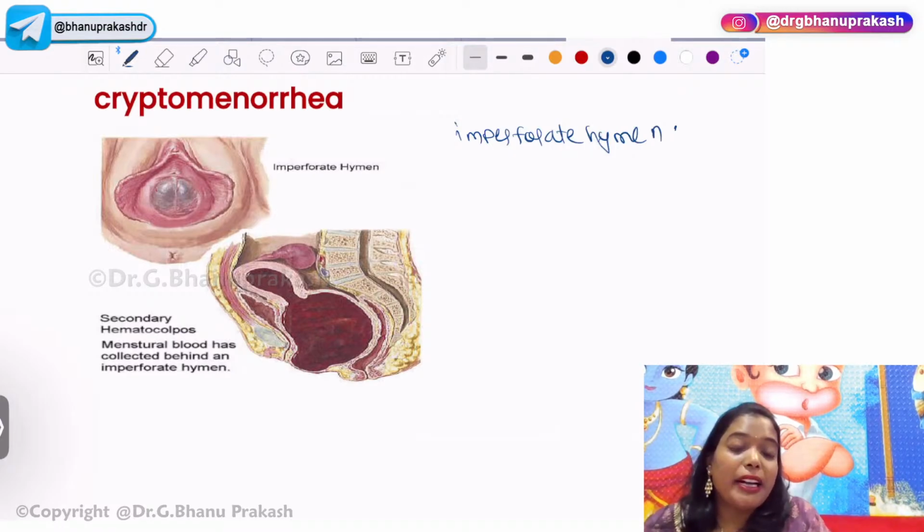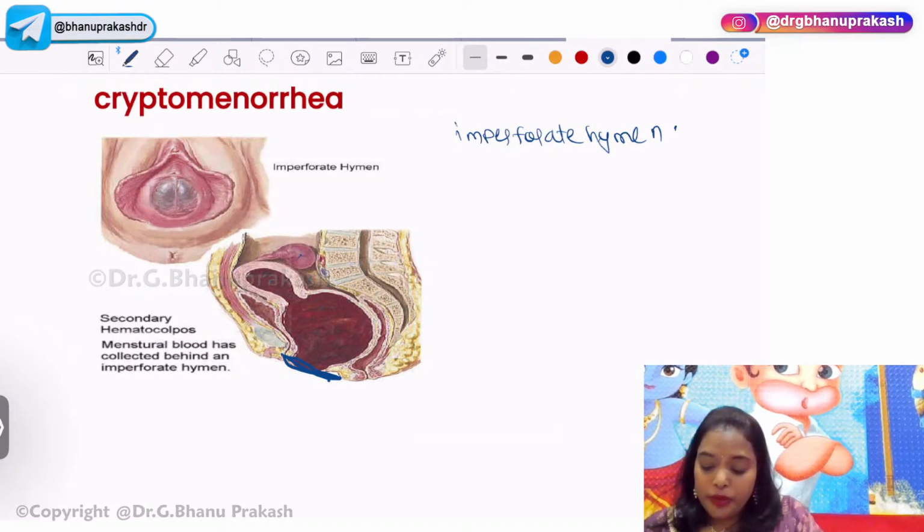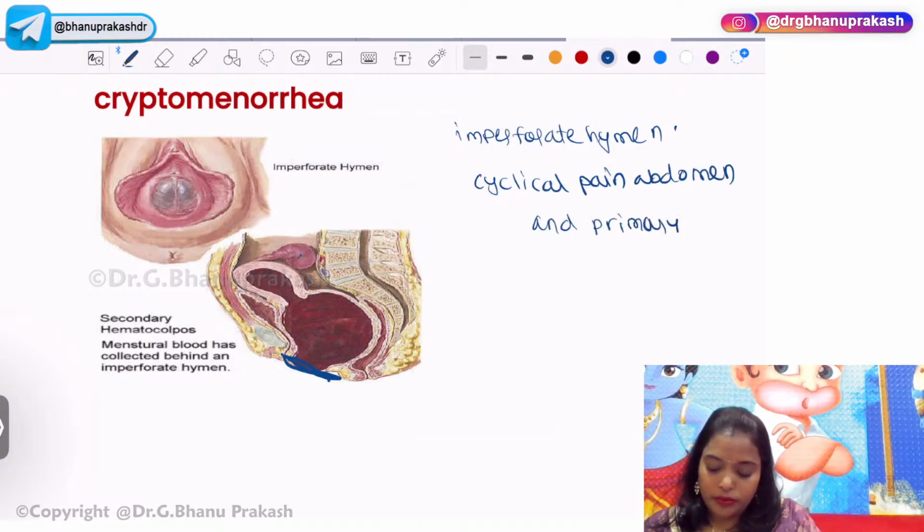Here, the menstrual blood is not able to come out because of the outflow tract obstruction. All the menstrual blood starts getting accumulated inside the vagina, then it goes into the uterus and fallopian tube, and it can also go into endometriosis, right? So they will present mainly with cyclical pain abdomen and primary amenorrhea. Per rectal, you will have a bulge throughout the vagina.